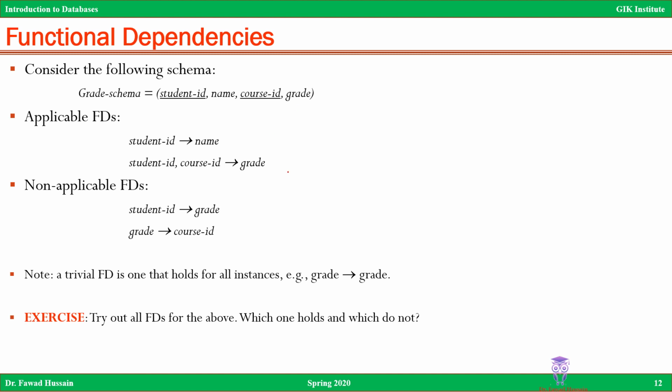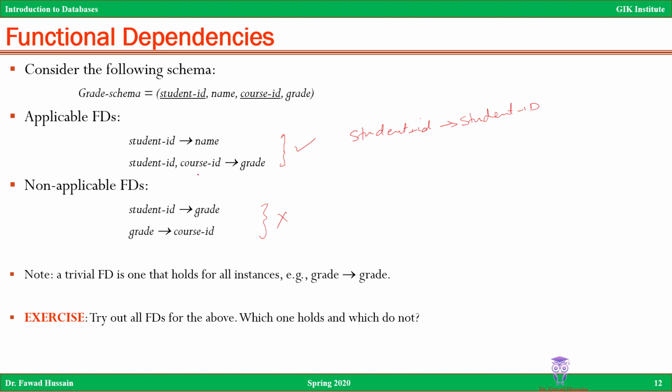So these are functional dependencies, and these are not functional dependencies. Note that there is also always a trivial dependency, which means that student ID always determines student ID. This is a trivial thing. The one on the left hand side and the right hand side are equal, or grade determines grade. So these are trivial dependencies. They are always true, but we're not interested in them because they give us no additional information that we need.